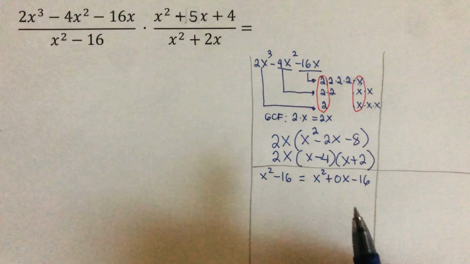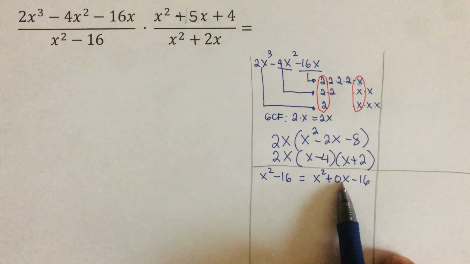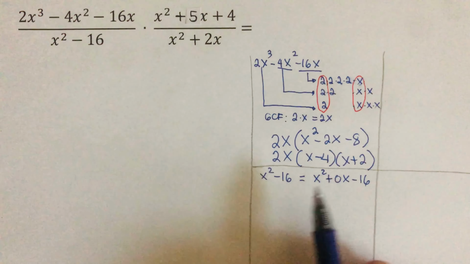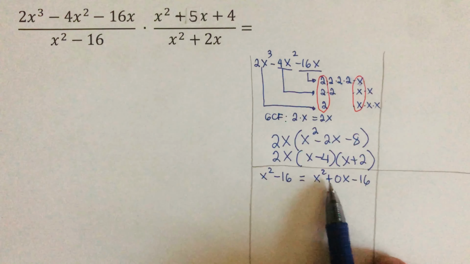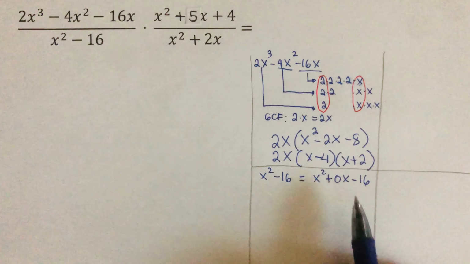Okay, as you can see here, I added 0x here so that we can use the box and diamond. So it's pretty much the same thing. The 0x may not be there, but I just want to make sure that we get a trinomial so that we can factor this out. So then I'm going to go ahead and show the box and diamond for this.